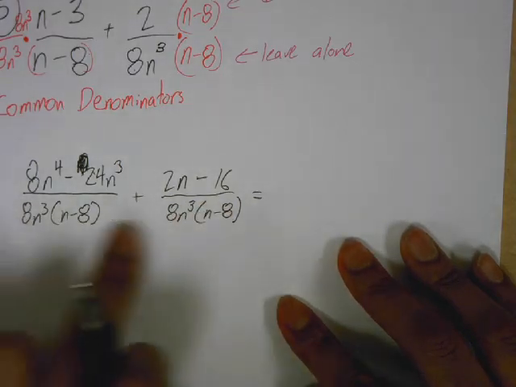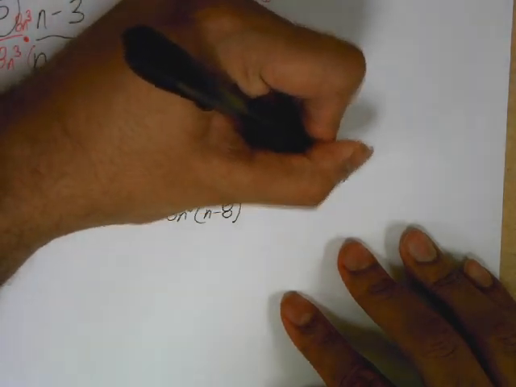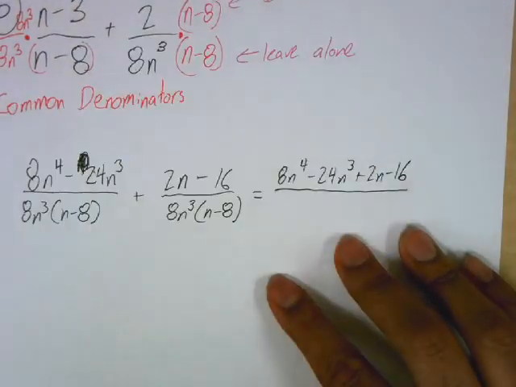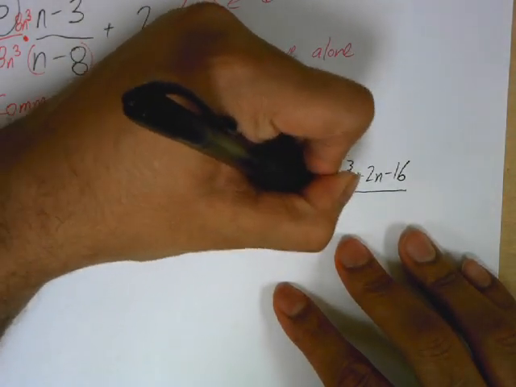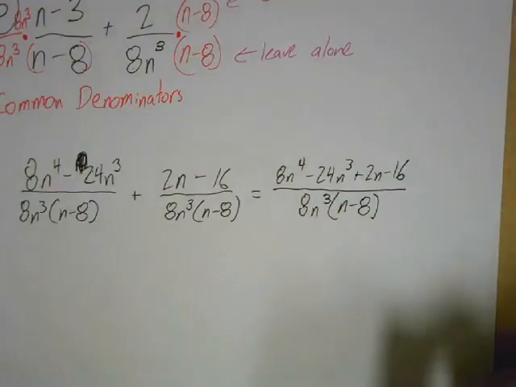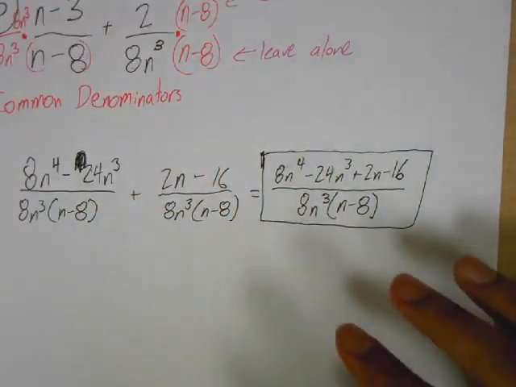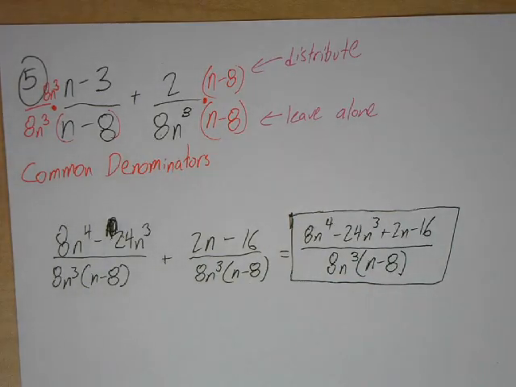And I don't have any like terms up here that I can combine. So we're just going to get 8n to the 4th minus 24n cubed plus 2n minus 16. And I can make this a single fraction, and my denominator is still 8n cubed times (n minus 8). Okay, and this is fully simplified, so we are good to go with this one. But the key thing here is common denominators. Anytime you add and subtract, you're going to need to get common denominators. Okay, so let's work one more of these, and then we can pick the multiplication problems.